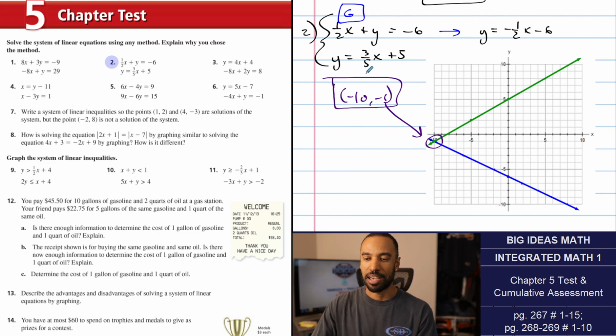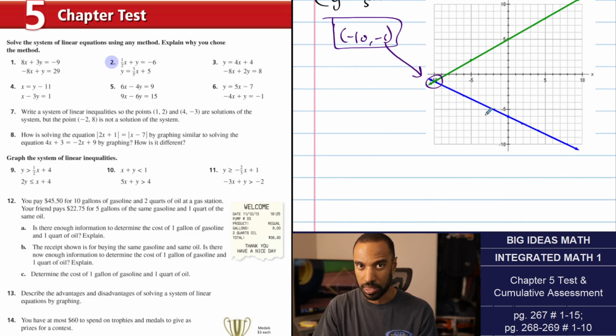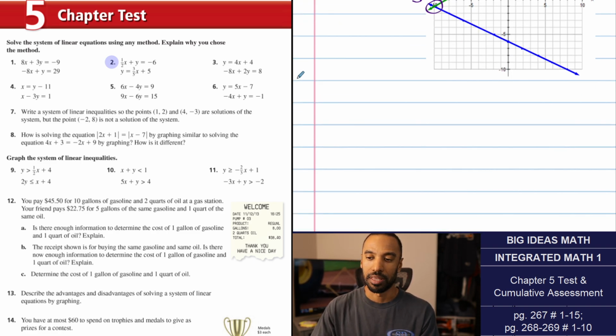Would substitution have been faster? Depends on how fast you are working with fractions, either dealing with them or busting them. In that case, I chose to graph. That's how I dealt with my fractions.